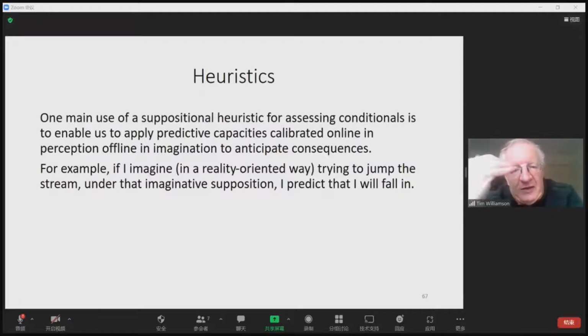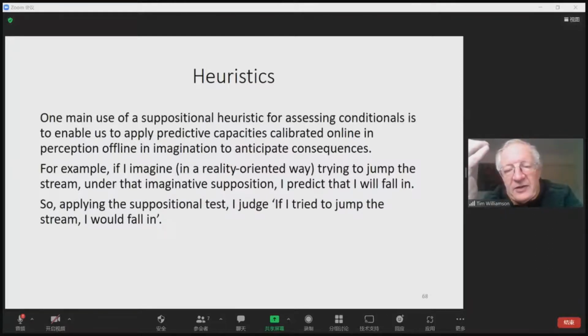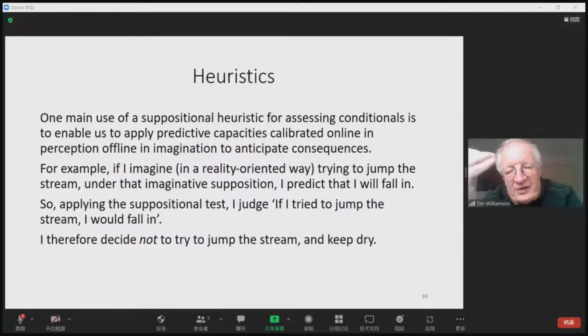So, for example, if I imagine, in a reality-oriented way, not just fantasizing to write some kind of nonsense poem, trying to jump a stream in front of me, supposing that under that imaginative supposition, I predict that I will fall in. So I'm using the same kind of predictive capacities that I use directly when I try to jump and, as I'm trying to jump, predict that I'm going to fall in. Then I can use those offline as well and make predictions. And so, applying the suppositional test, I judge if I try to jump the stream, I would fall in. And therefore, I decide not to try to jump the stream, and I keep dry.